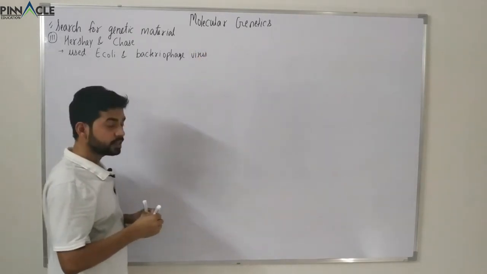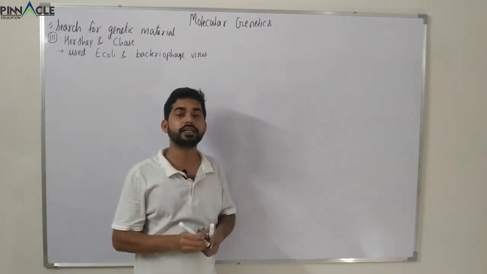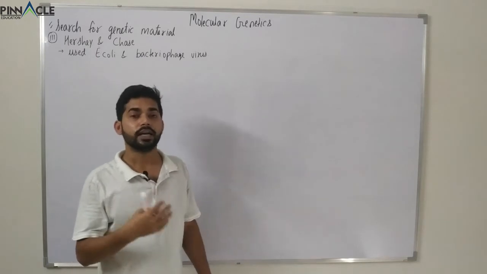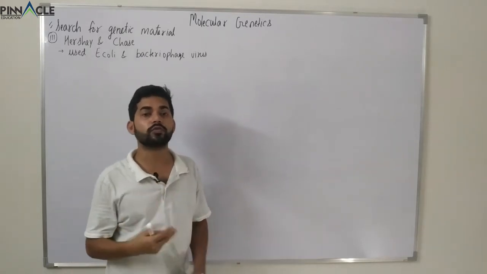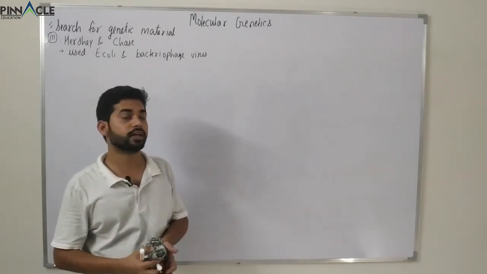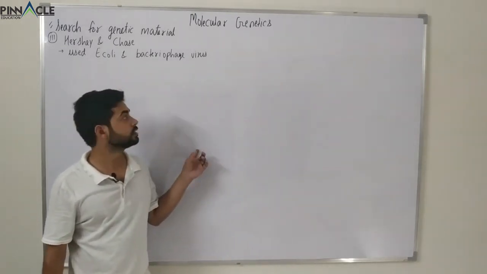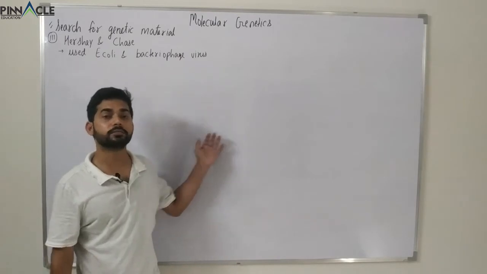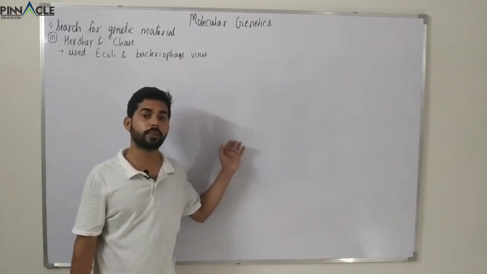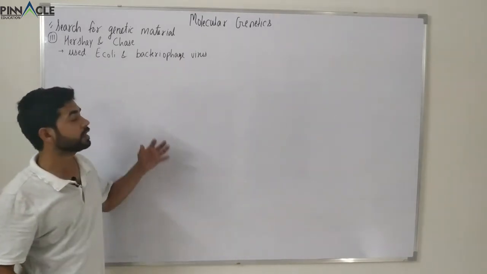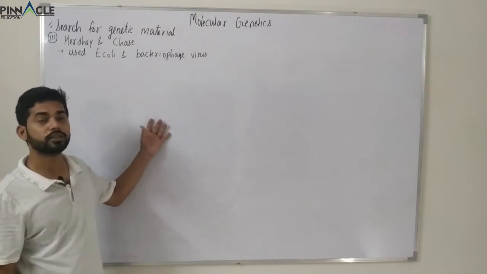So this virus infects the bacterial cell, and thereafter it produces its own virus particles inside the E. coli, and that is called the lytic cycle. But here we are not concerned with that lytic cycle. Here we are concerned with what is being transferred from the virus to the bacteria. So in the beginning of their experiment, we have to study what these people did.